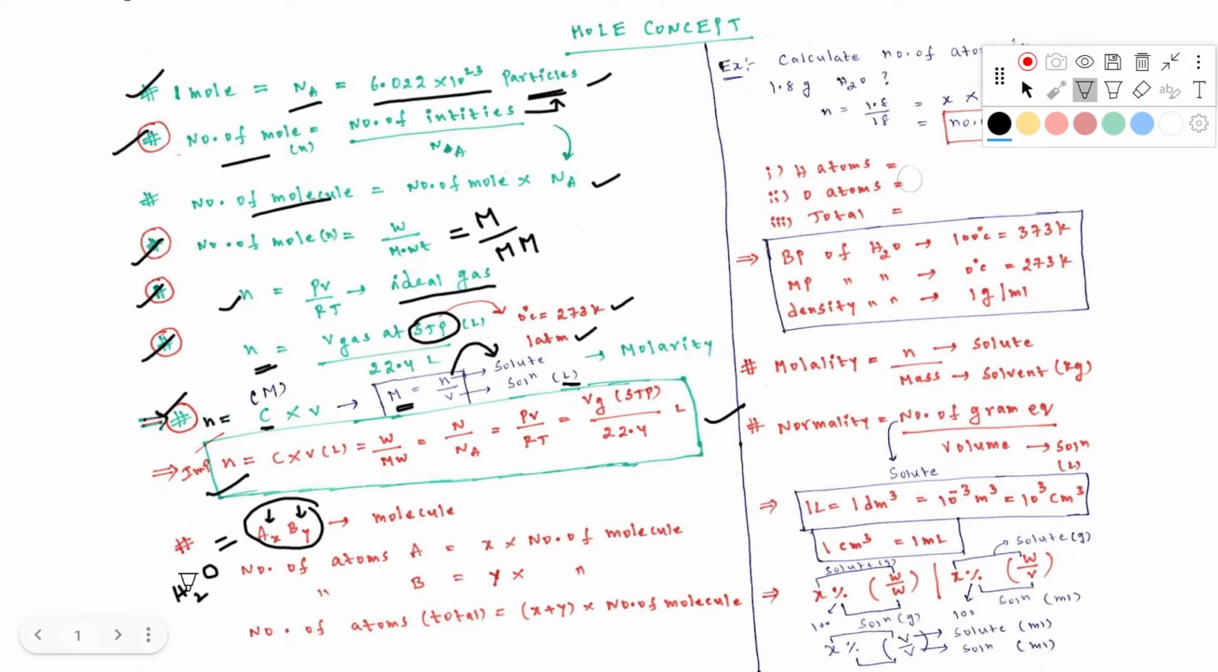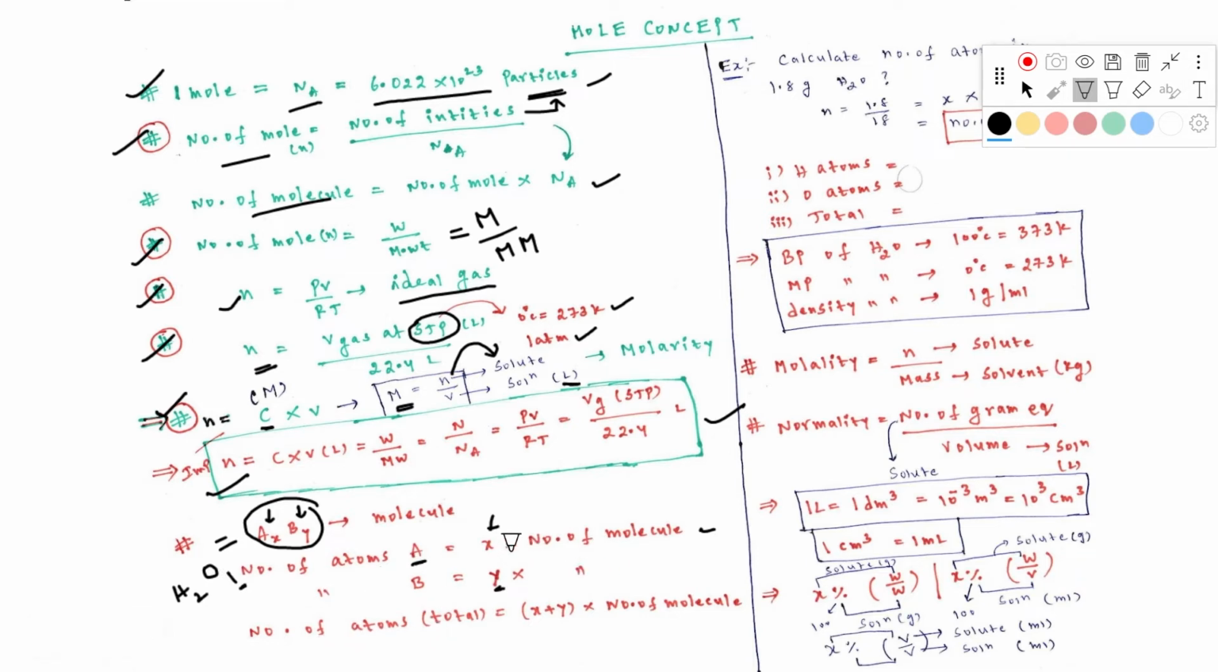A is nothing but your hydrogen, X is nothing but your 2, B is nothing but your oxygen, Y is nothing but your 1. Okay, now I'm asking you to calculate number of hydrogen atoms in place of A. How can you calculate? This X is nothing but your 2, right? So 2 into number of molecules. I'm asking you to calculate number of oxygen atoms. Then this Y is nothing but 1, right? So 1 into number of molecules. Total atoms.